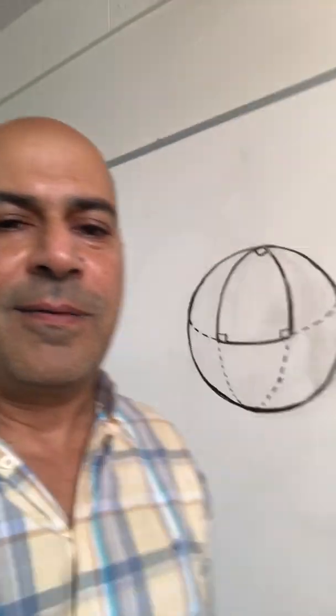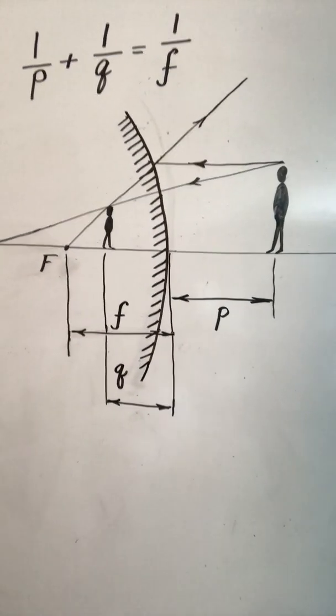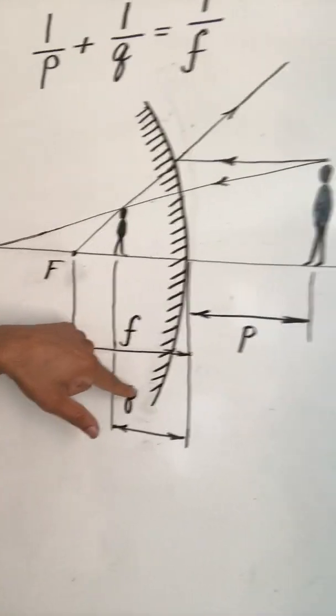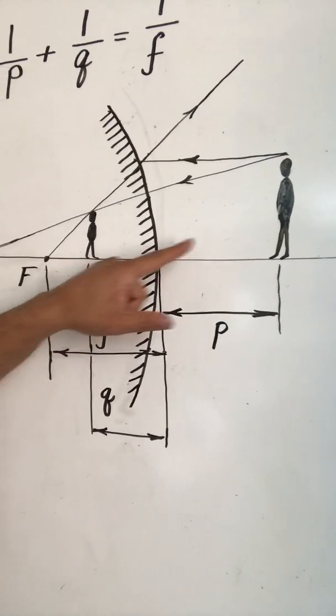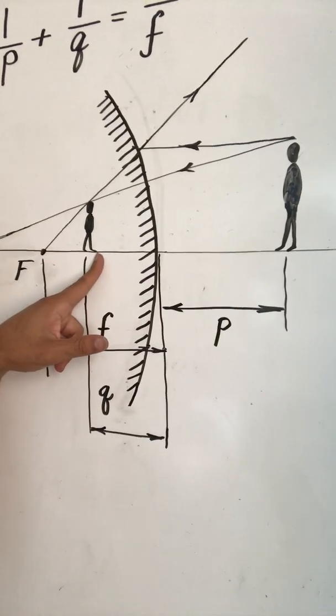Now, I want to bring you to a totally different subject, the subject of optics. Let's now move to this part of the board. As you could see, I have a picture of a convex mirror. We have a person standing in front of the mirror, and this is the distorted image of that person.